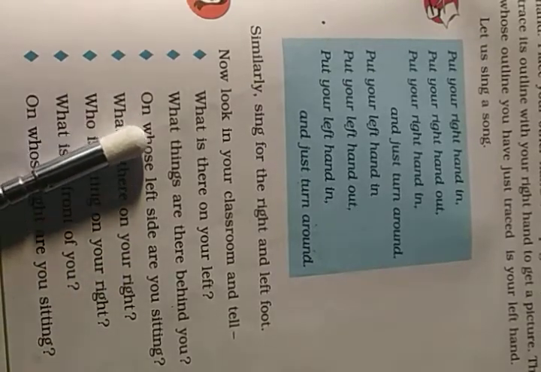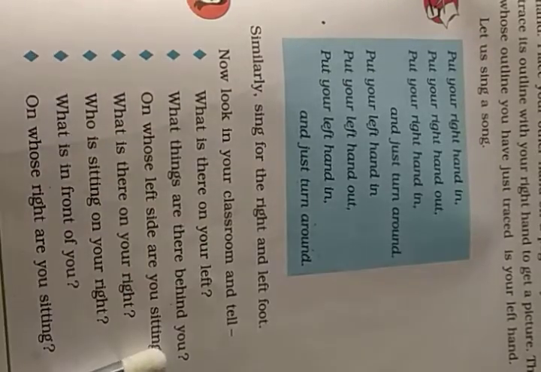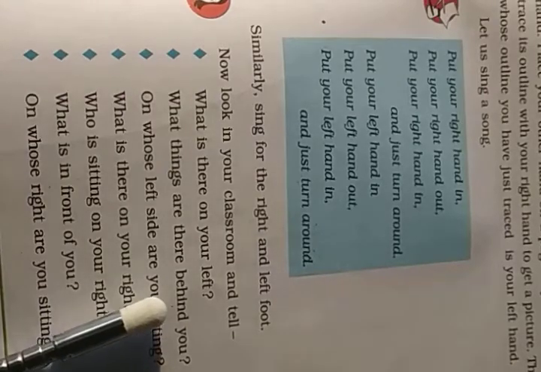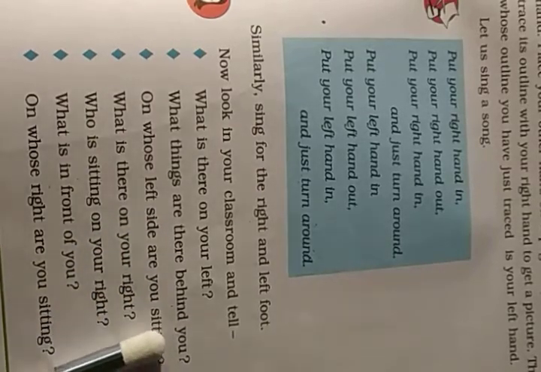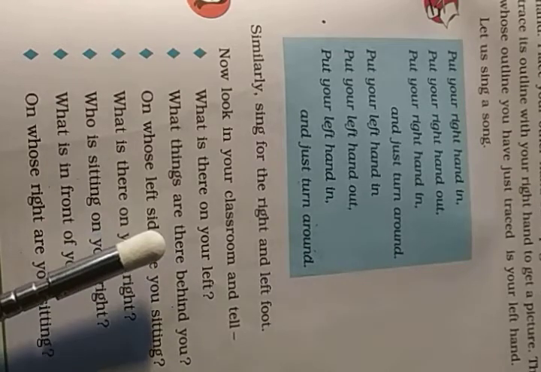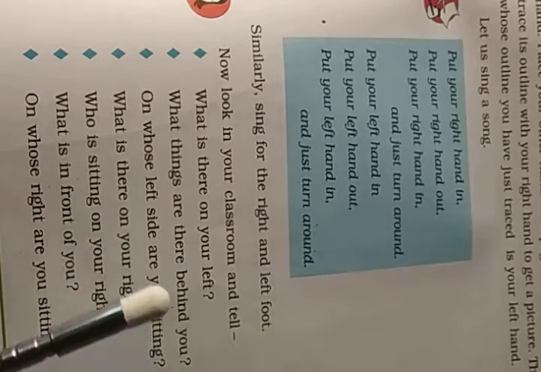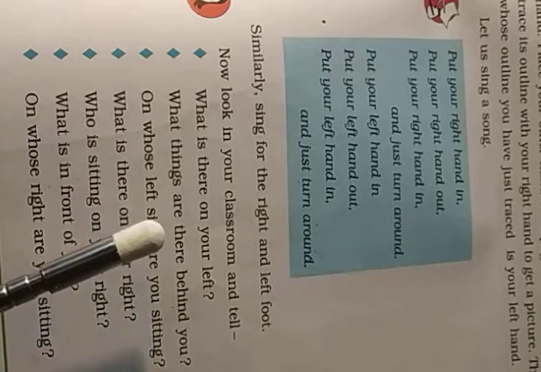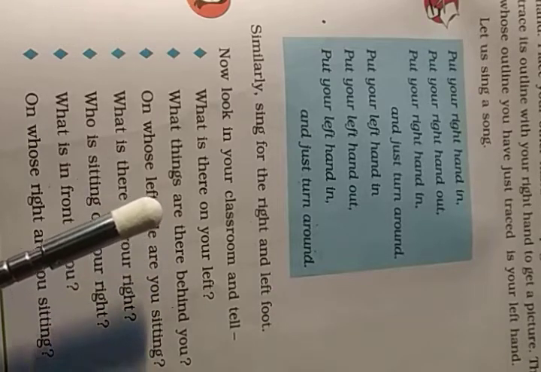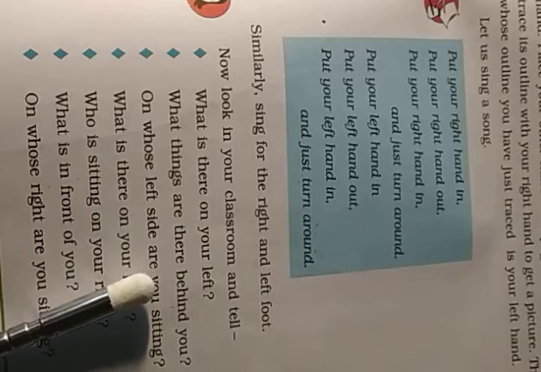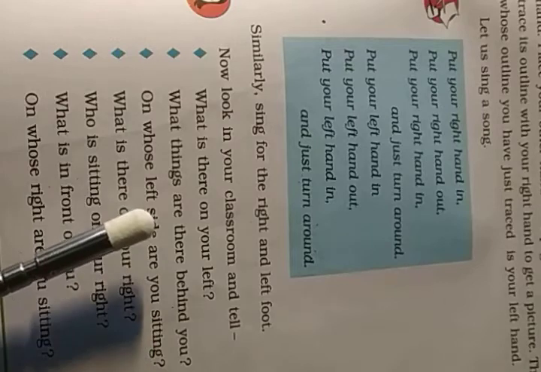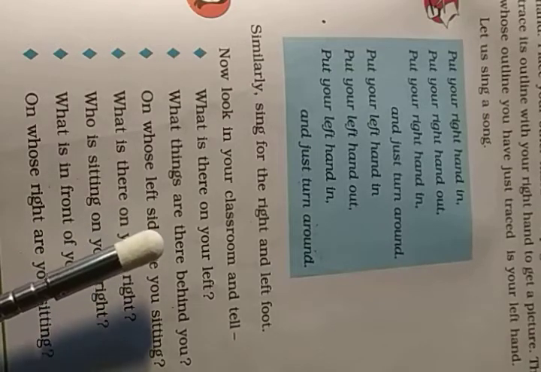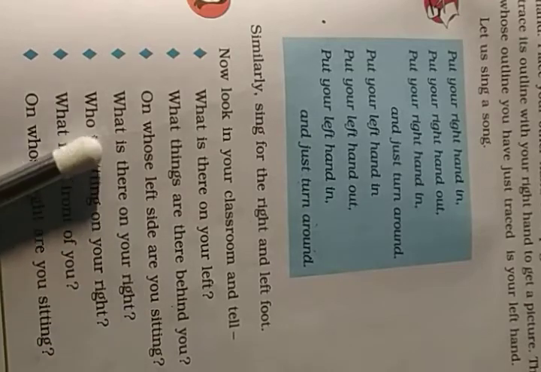The next question says, what things are there behind you? For me, I look behind me. Behind me, there are many books. For you, you might say, behind me, there is a door and a window. There are probably no other children, but behind me, there are my books, my bag and my pencil box, whatever's behind you.